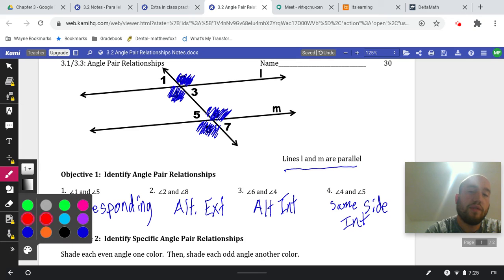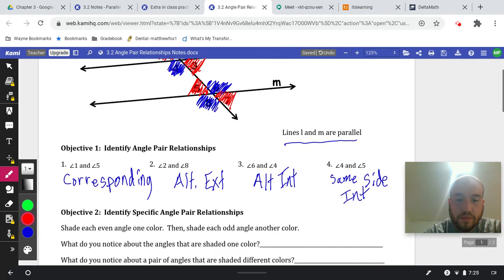Likewise, if we have angle 1, say it's 60 degrees, then we know 3 is the same. Alternate interior angles are the same. So 5 is the same, and once again a vertical angle, so 7 would be the same.